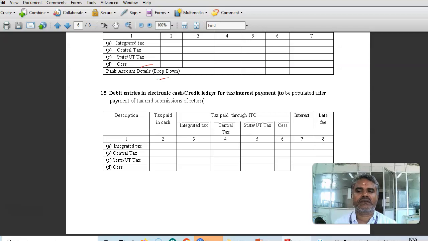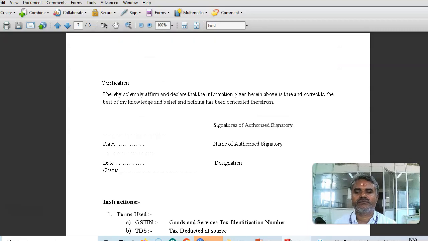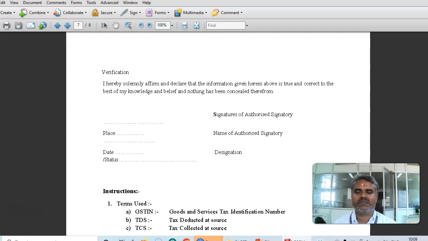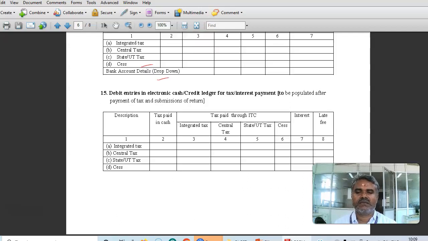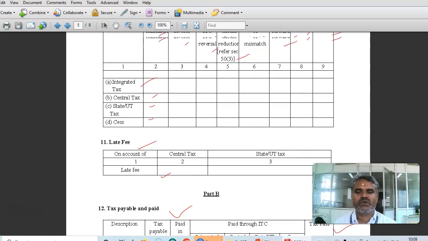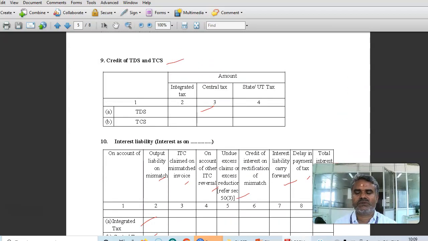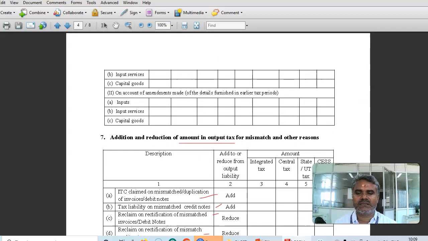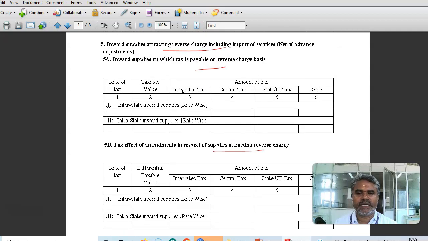Debit entries in the electronic cash ledger for tax and interest payment. Then final. This is what GSTR-3, the monthly return, is. So you have to see the return. Now you can understand easily what information they require.